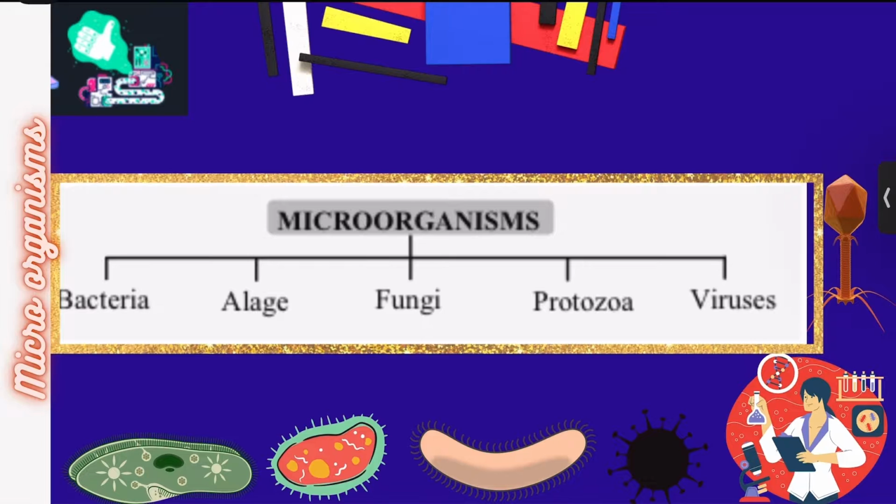So see, microorganisms are classified into bacteria, algae, fungi, protozoa, and viruses. Viruses are a type of organism which are very small, much smaller than any other type. They can be seen only with an electron microscope. Yes, electron microscope.